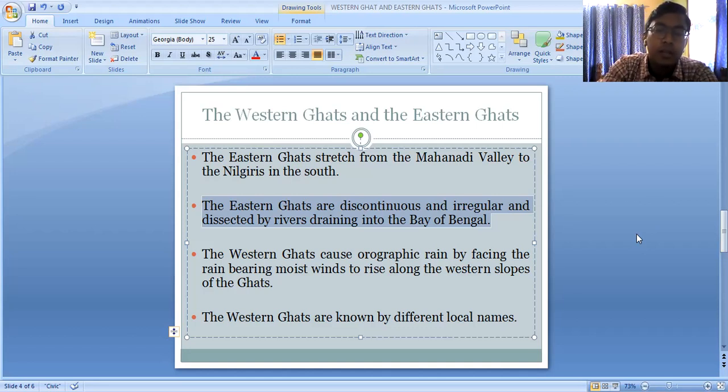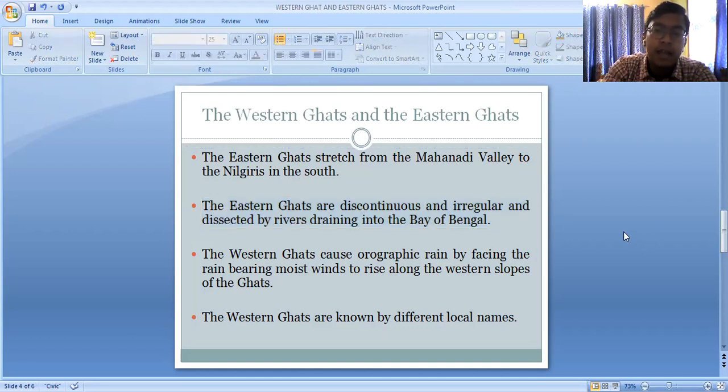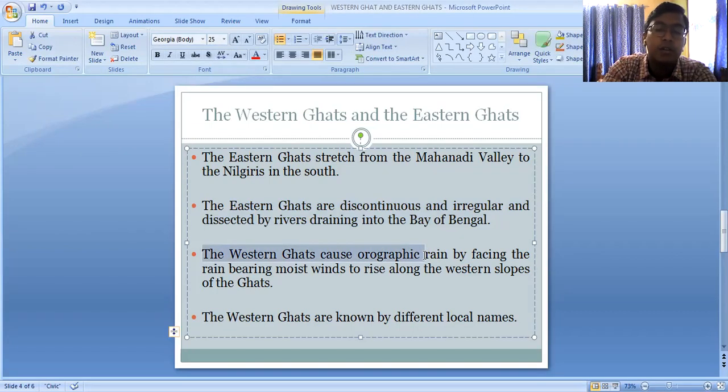Another important thing about the Western Ghat and the Eastern Ghat is that the Western Ghat receives orographic rainfall. The western part of the Western Ghat receives the orographic rainfall, and the part of the Deccan Plateau which lies towards the east of the Western Ghat does not actually get enough rainfall.